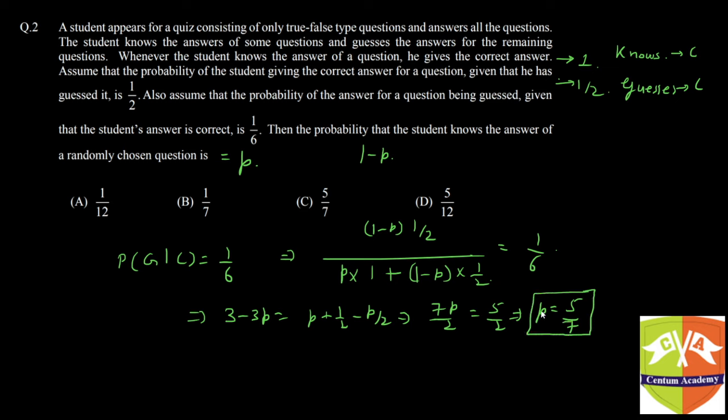Now this is a straightforward question of conditional probability or Bayes theorem. So from the JEE Advanced point of view, it's not that difficult. It's a moderate to easy level question. So the answer is option number C, 5 by 7.